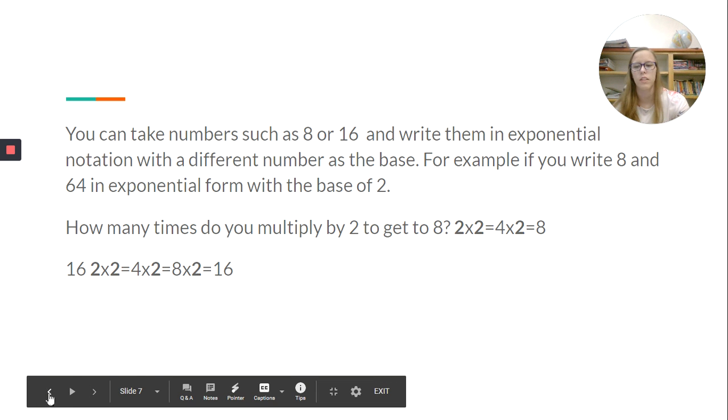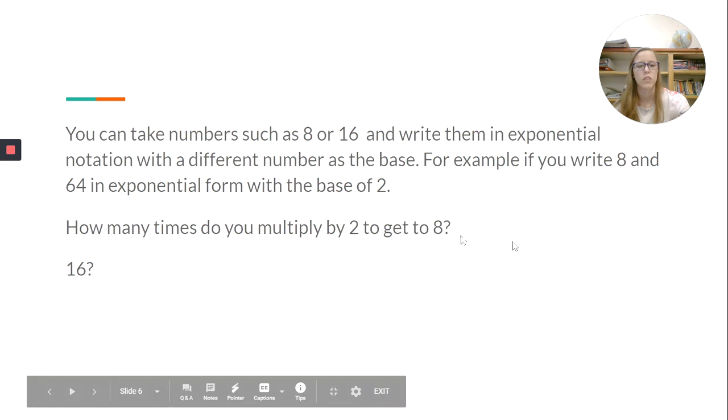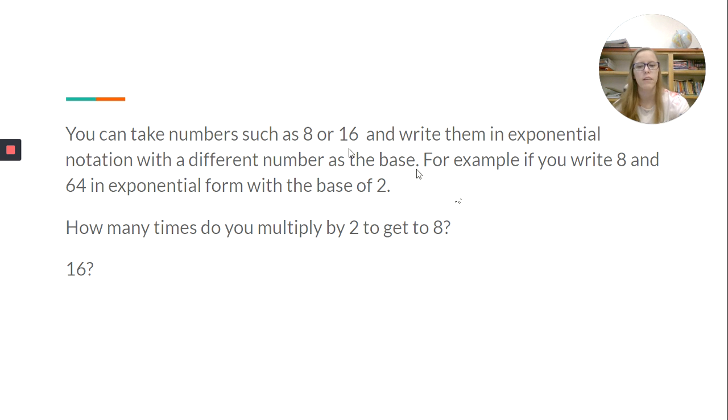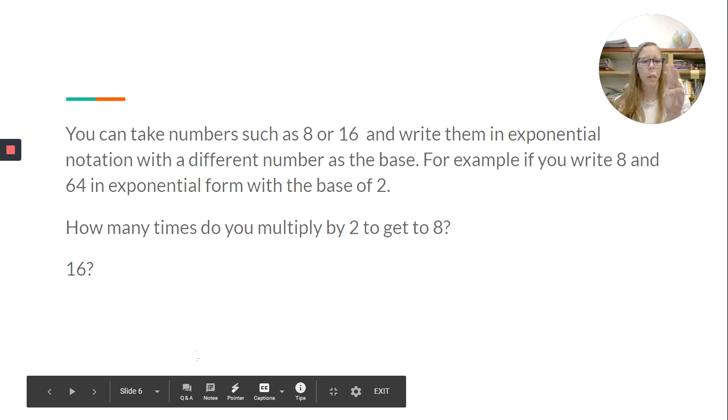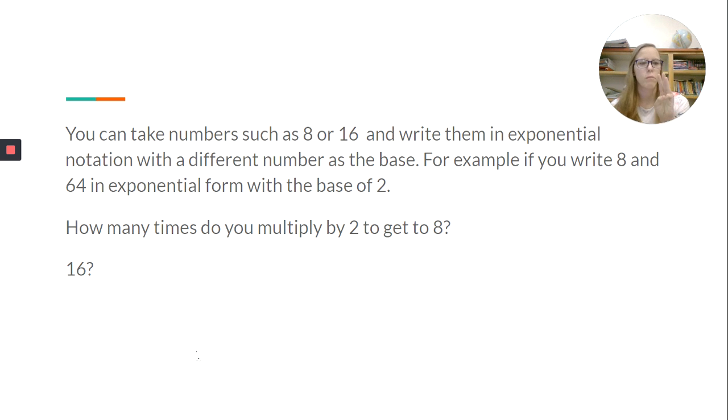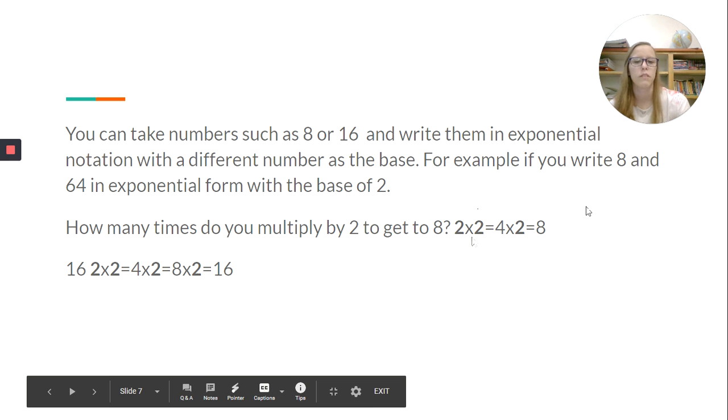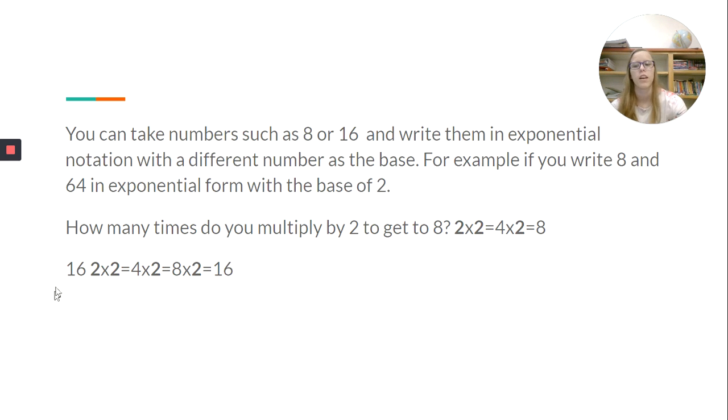And I'll just give you the answer for the next one, so hold on. So 2 to the third power. And then if we do 16, so right now we're at 8 with 3, so then 8 times 2 is 16. So that's going to be 4, okay? So 2 times 2 equals 4 times 2 equals 8. And then down here, 16, 2 times 2 equals 4, times 2 equals 8, times 2 equals 16, okay?